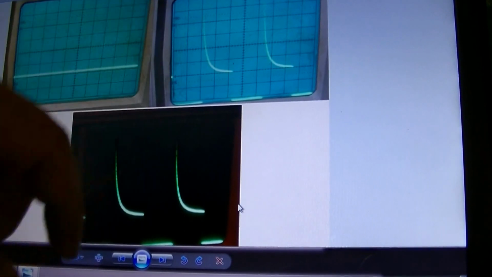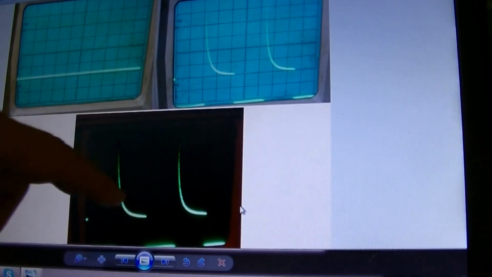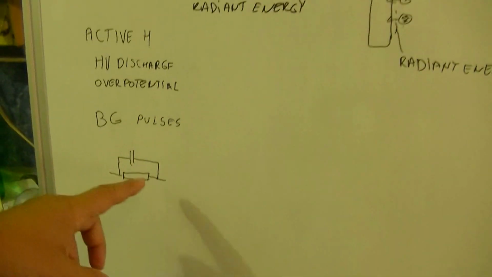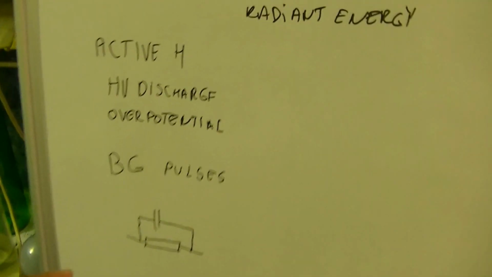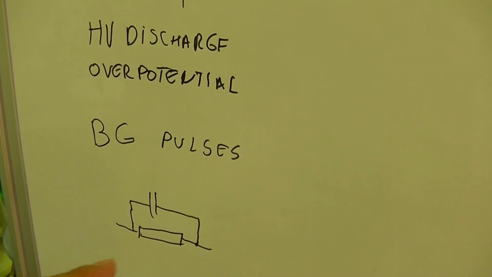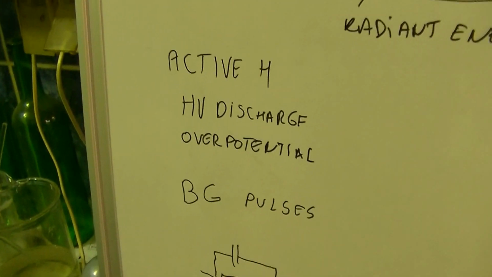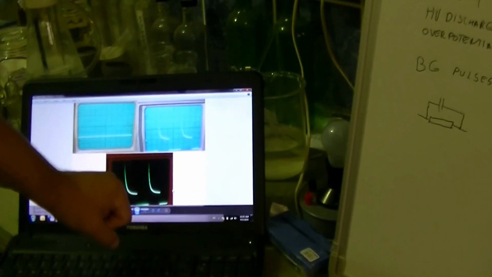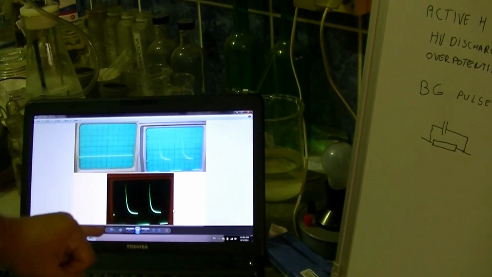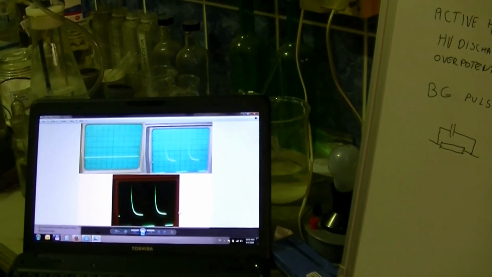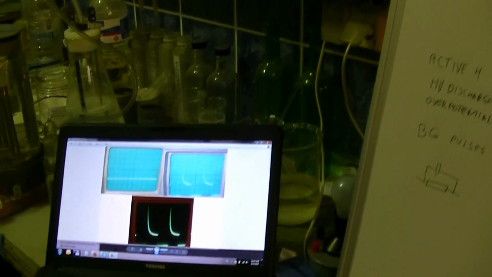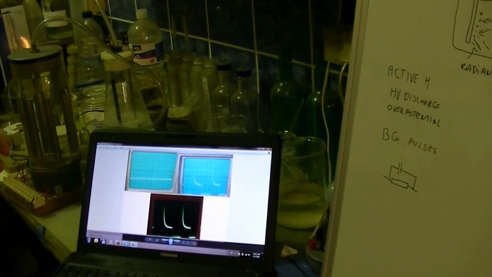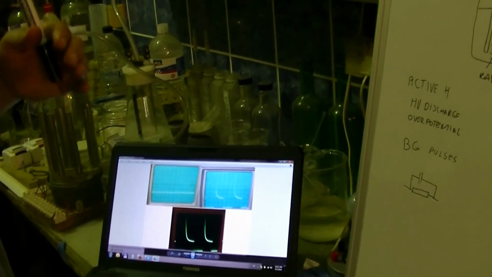This peak happens because of an analogy with the electrolyzer. An electrolyzer has capacitance. That's why we have these peaks. It is a standard peak current, like when we are charging a capacitor. So brown gas is actually a mixture of different activities of hydrogen.